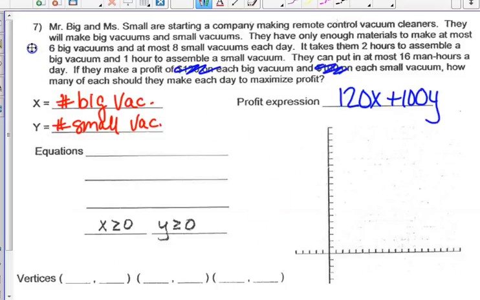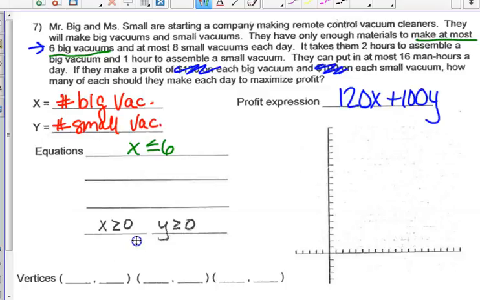Yeah, this actually can be tricky for some students. There's actually 2 separate restrictions in that sentence. I can make at most 6 big vacuums. Period. So what does that mean I'm going to write? Less than or equal to 6.